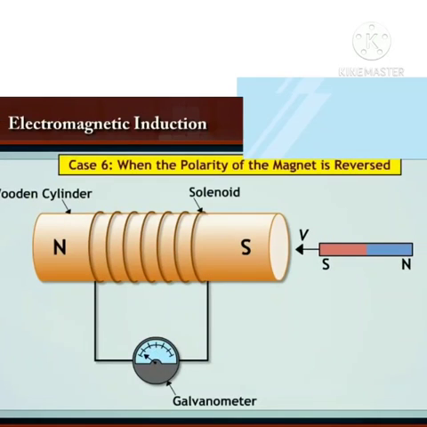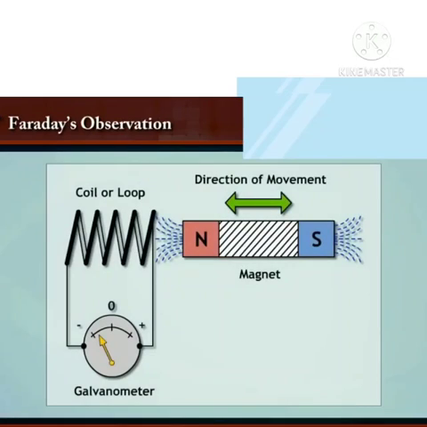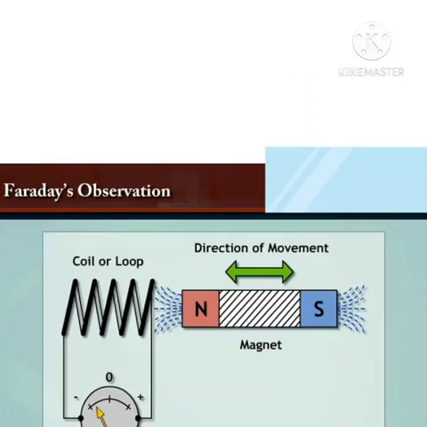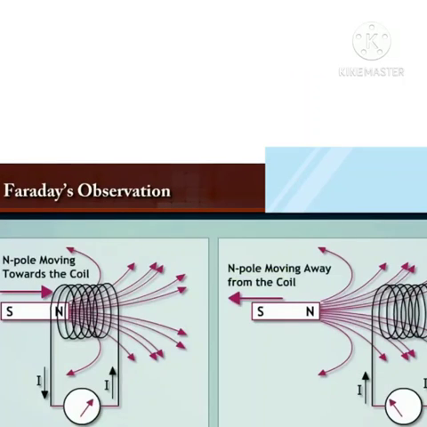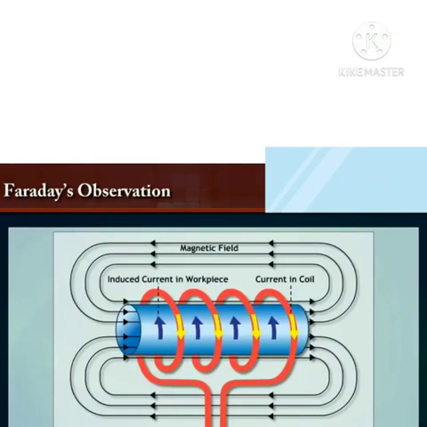If the polarity of the magnet is reversed and the magnet is brought close to the solenoid, then current flows in the opposite direction. The galvanometer accordingly turns towards the left. Here, Faraday observed that current flows in the coil only when there is a relative motion between the coil and the magnet, and the direction of deflection gets reversed if the direction of motion is reversed.